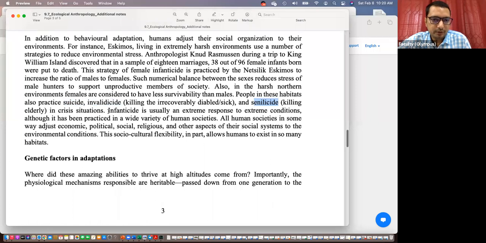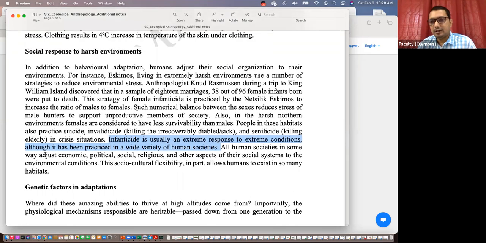So infanticide is usually an extreme response to extreme conditions. Although it has been practiced in a wide variety of human societies, it is rarely seen, but it is observed in a few societies, as revealed by Knud Rasmussen. But overall, this concept of socio-cultural flexibility seems to provide certain steps towards handling the stress factors in a given environment. So this is one extreme step that they take socially in harsh environments that is worth mentioning.